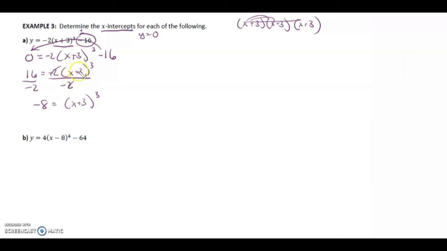Okay, so at this point, we have a cubed on the right-hand side. What we want to do is get rid of that. In order to reverse the cube, we'd have to cube root both sides. So the cube and the cube root go away. And if we cube rooted negative 8, I believe we get negative 2.